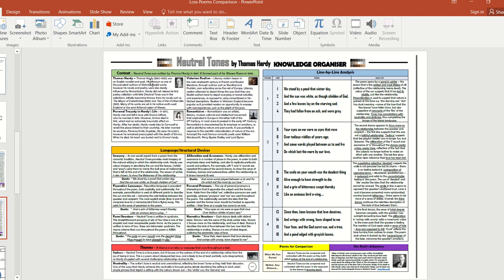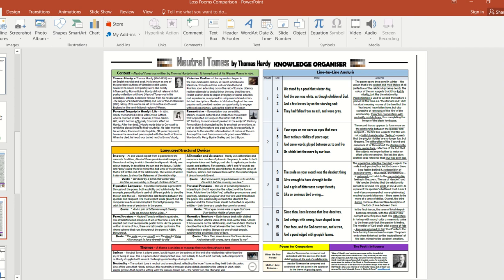And we really do see that in Neutral Tones. He was very pessimistic, very cynical in the tone of his writing, and that comes across very strongly through the poem itself. Now, in terms of this specific poem, it's not clear whether the poem is based on one relationship ending or whether it's a reflection on his entire experiences of love as a whole.